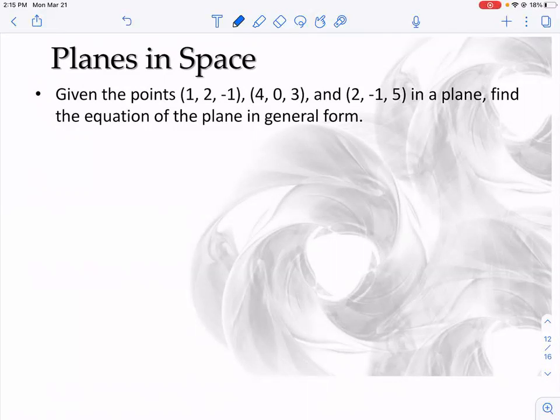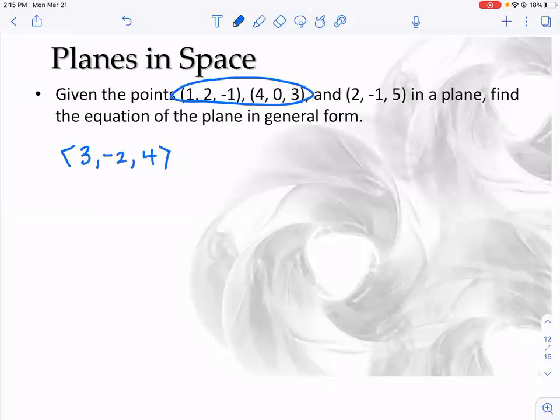Okay, so let's create 2 vectors from these points. Let's create a vector out of these 2. What would we get? 3, -2, 4. Terminal minus initial. Terminal minus initial.